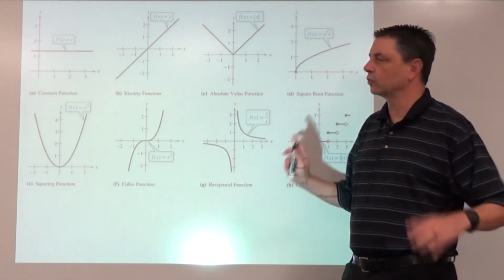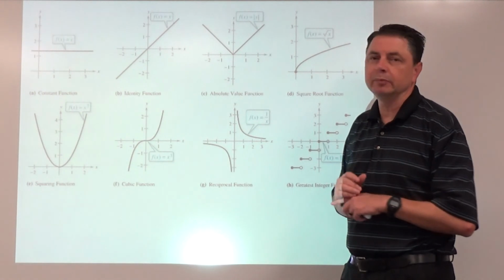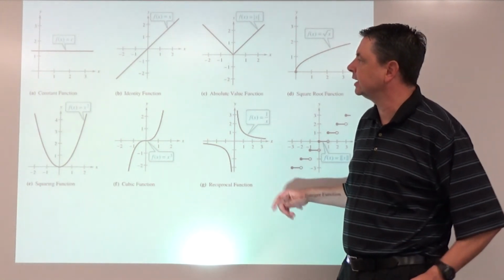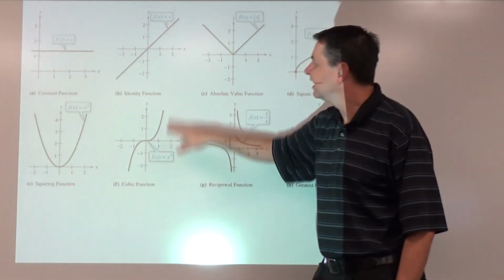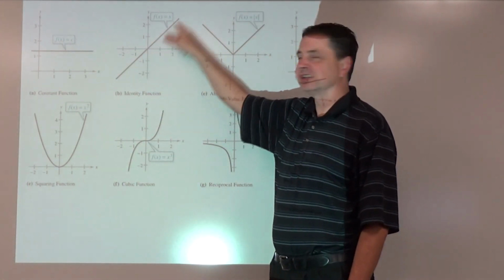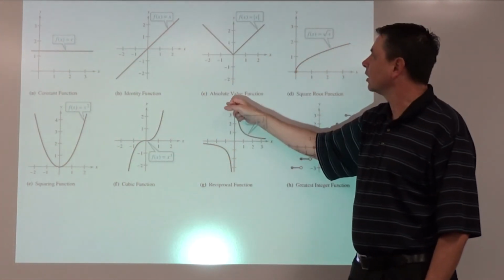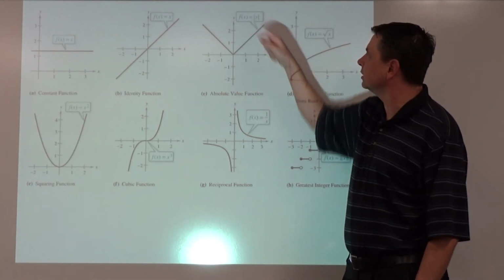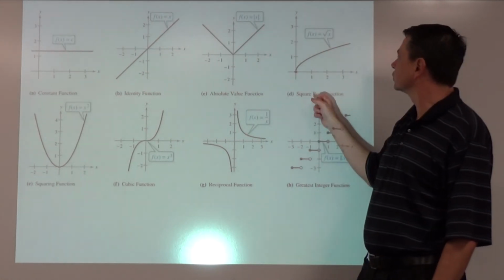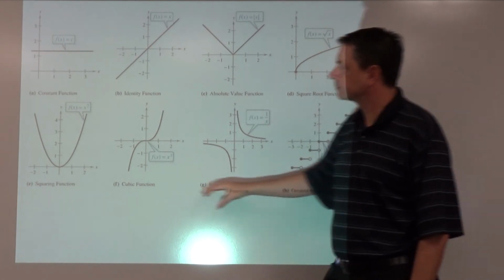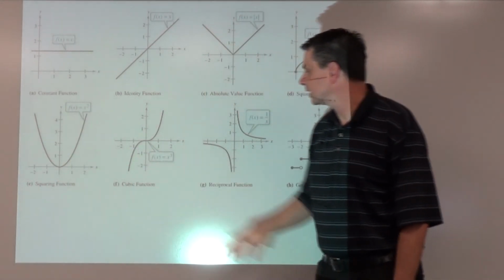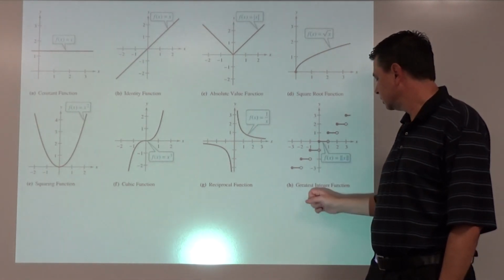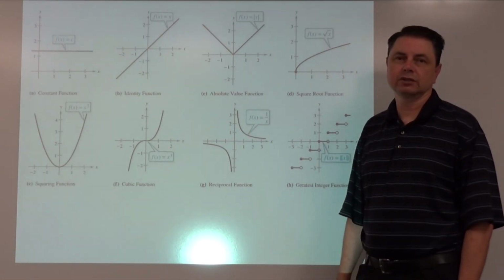All right, so just a recap of the parent functions that we're looking at here. We've got our constant function, horizontal. We've got our identity function, which is linear. Our absolute value function, square root function, squaring, cubic, reciprocal, and greatest integer function.